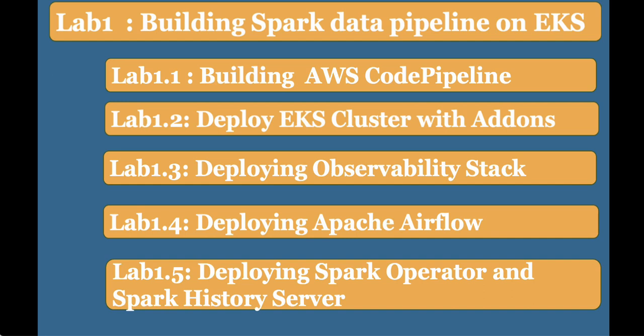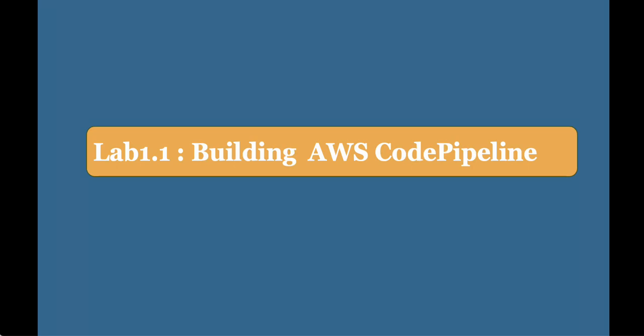So what we're going to do is a step-by-step approach where we build the pipeline to deploy the infrastructure, and using the pipeline, we'll deploy the EKS cluster with some add-ons with VPCs, and then deploy the observability stack, Apache Airflow and Spark operator. So this is how we proceed step by step. So the first one is basically building the AWS CodePipeline.